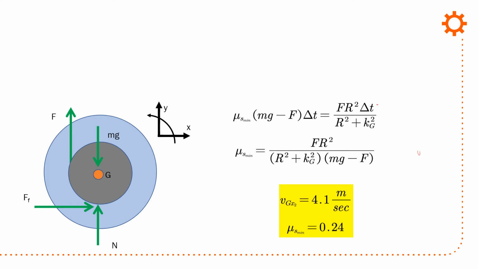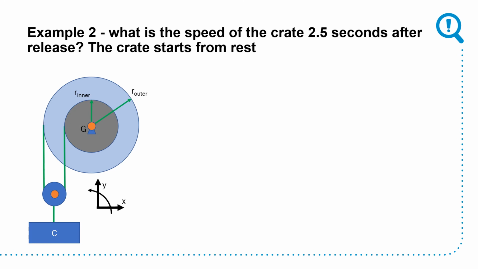If I had tried this with numbers, it would be a lot more difficult, and I'll explain why I'm beating this dead horse over and over here, because there's a reason. Example 2: what is the speed of the crate 2.5 seconds after release? The crate starts from rest.